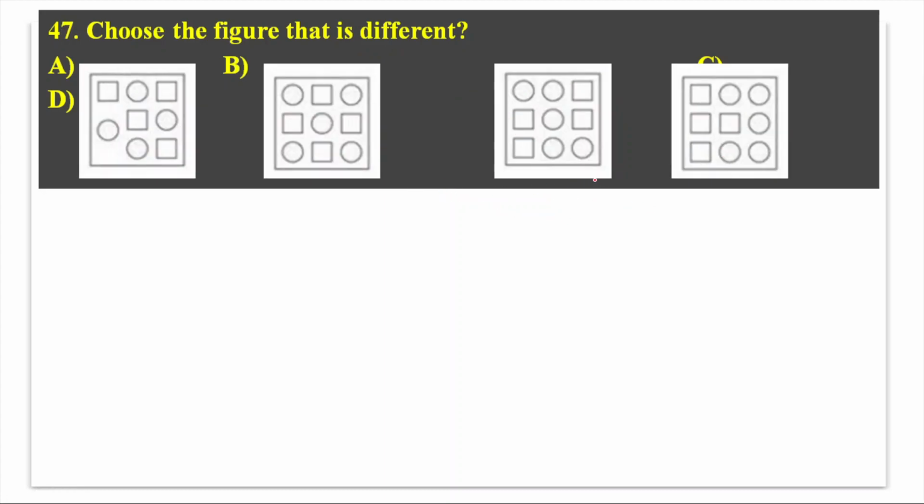If you observe this also, it contains circles and squares here. This one and this one are looking alike, but this one is different. Why? Because these are not arranged properly. So this one will be the different one. Let us move to the next question here.